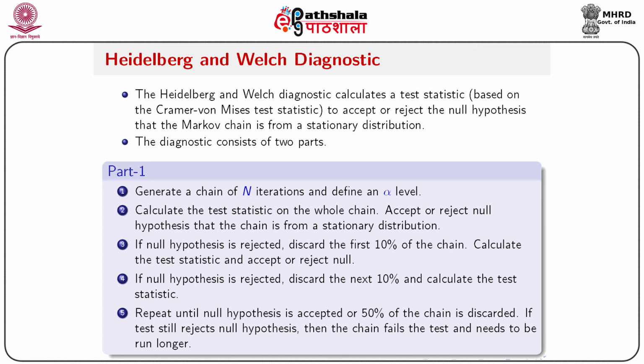The diagnostic consists of two parts. Part one: generate a chain of n iterations and define an alpha level. Calculate the test statistic on the whole chain, and accept or reject the null hypothesis that the chain is from a stationary distribution. If the null hypothesis is rejected, discard the first 10% of the chain, calculate the test statistic, and accept or reject the null. If it is rejected, discard the next 10% and calculate the test statistic. Repeat until the null hypothesis is accepted or 50% of the chain is discarded. If the test still rejects the null hypothesis, then the chain fails the test and needs to be run longer.